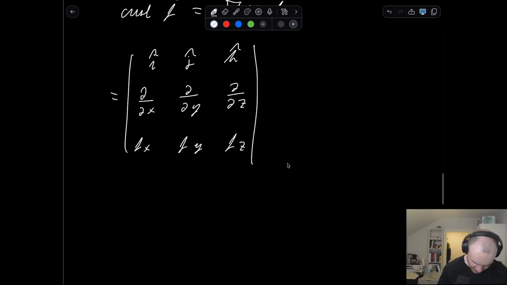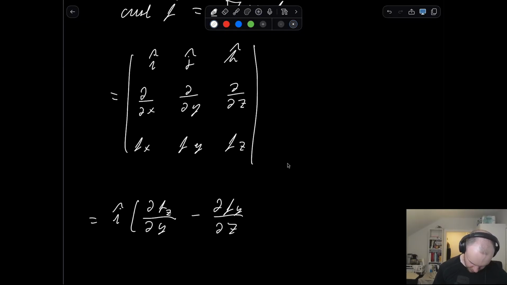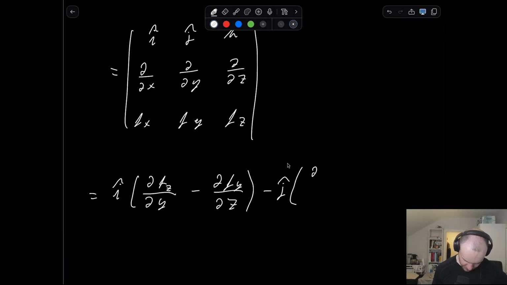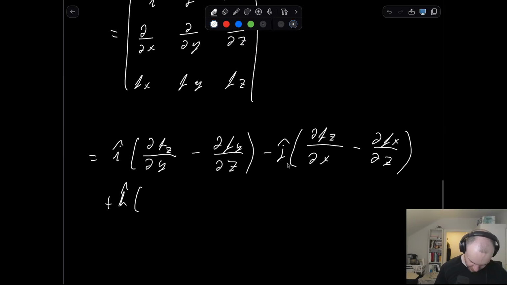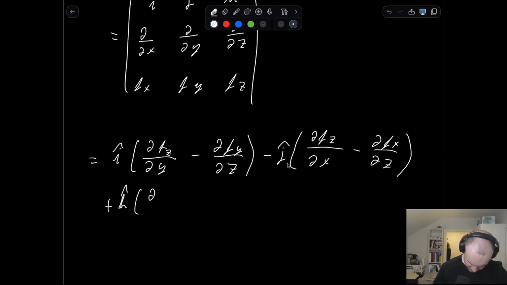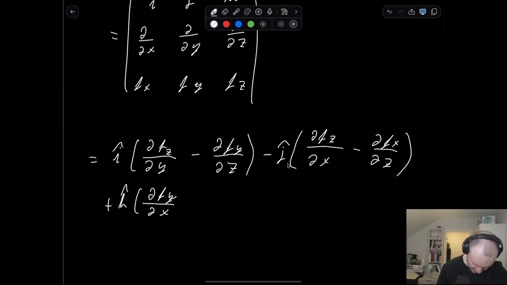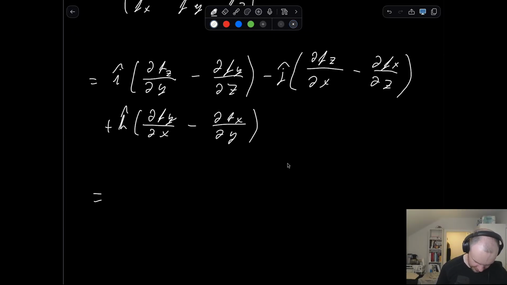Okay. And that's just, we do i hat, then cross that out, partial of f z with respect to y, and it's always the opposite, so that will be partial of the y component with respect to z, and then minus j hat, j goes away, and I have partial of the f z component with respect to x minus partial of f x in terms of z, then plus k hat, last one, partial of f y with respect to x minus partial of f x component in terms of y, like that.